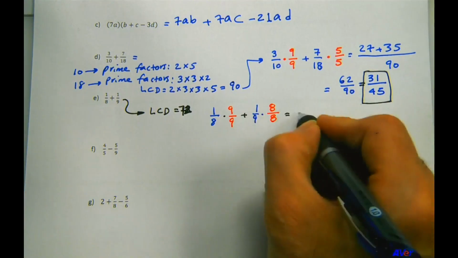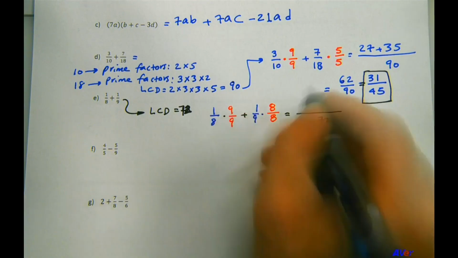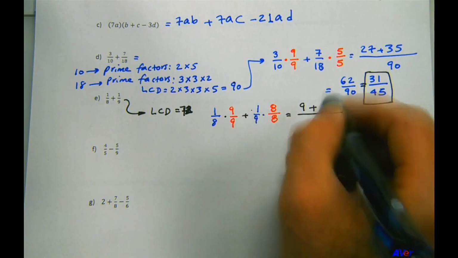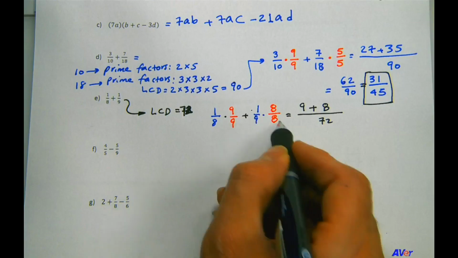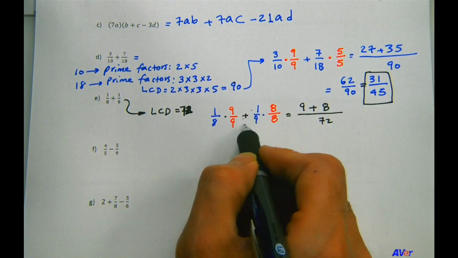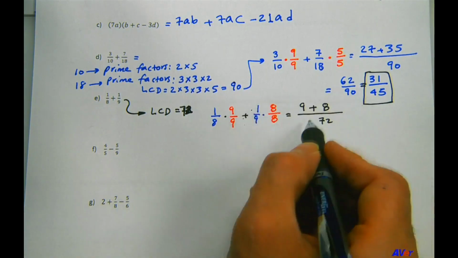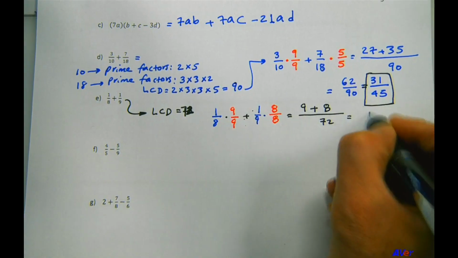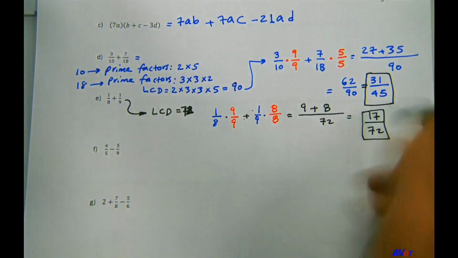Okay, so the common denominator is 72. 1 times 9 is 9, plus 8 times 1 is 8. Notice the denominator is just a common denominator. We don't add or subtract the denominator. It's the numerator that we add or subtract if we have a common denominator. So we end up with 17/72. Okay, like that.